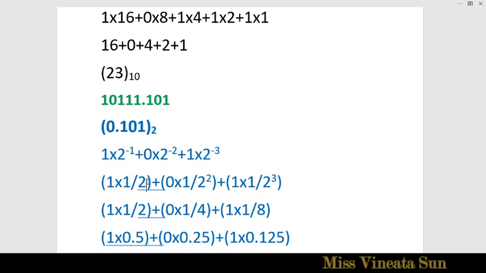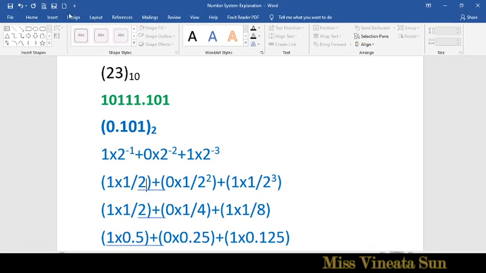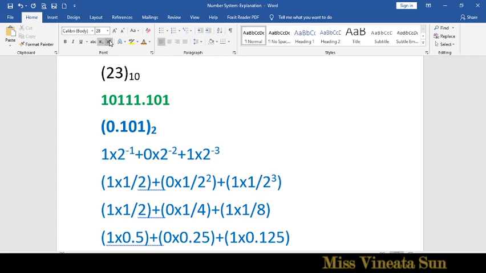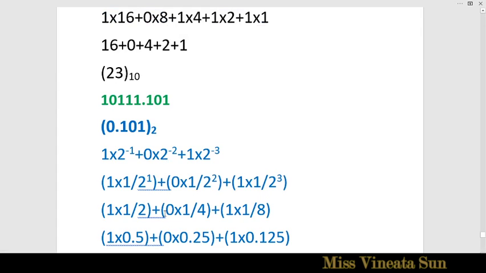Okay, so it'll mean 1 into 1 divided by 2 to the power of 1. Then this would mean 0 into 1 divided by 2 to the power of 2. Okay, then this would mean 1 into 1 divided by 2 to the power of 3. You can always rewind the video and see, if I'm going fast.